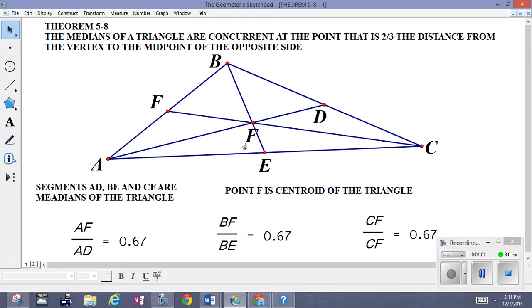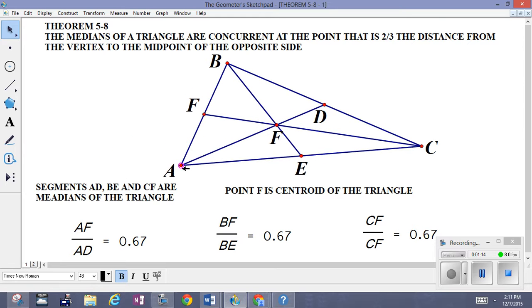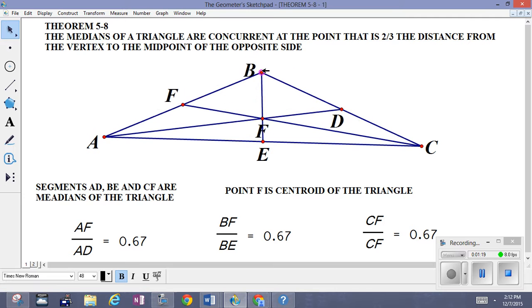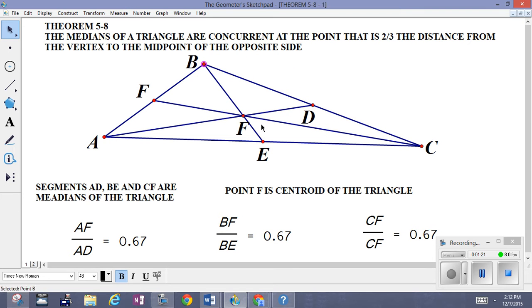I draw any triangle, ABC. I find its midpoints, D, E, F, respectively. I draw the segment from the vertex to the midpoint. They are what we call the medians, okay? The medians converge at this one point, which will always be inside of the triangle. That is called the centroid.